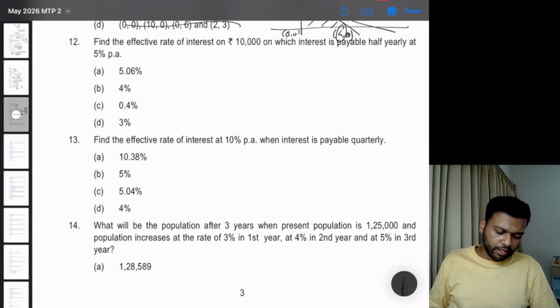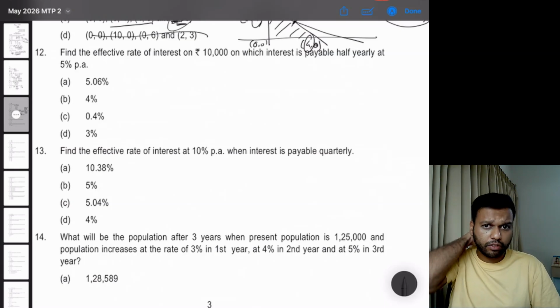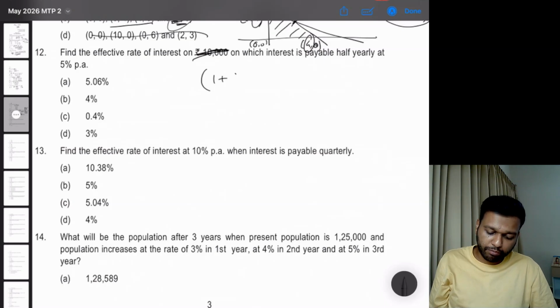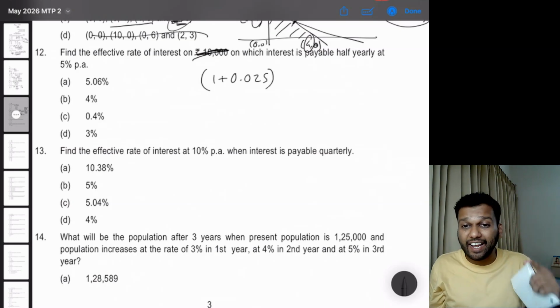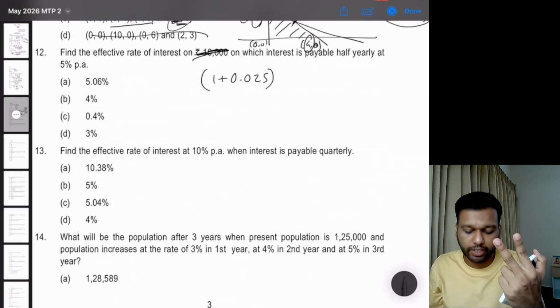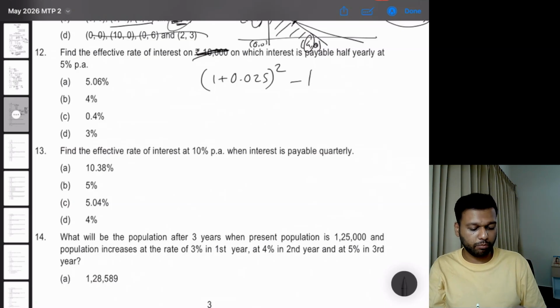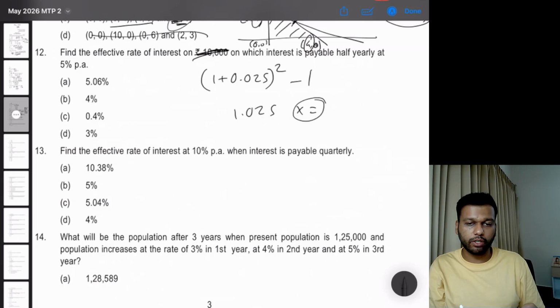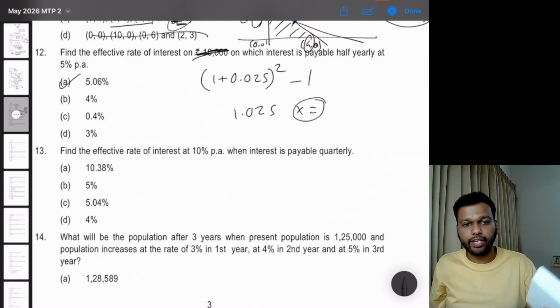Okay. 12th, find the effective rate of interest on 10,000 on which interest is payable half yearly at 5%. So for effective rate of interest, the principal does not matter. Half yearly means we have to divide the rate by half. So 1 plus I will be 1 plus 2.5%, so 0.025. And n will be half yearly, that means 2 times a year. So 2 minus 1, that's it. So 1.025 square. How do we take the square? So 1.025 into and equal to on the calculator, that's it, right? Into equal to minus 1. So if you multiply by 100, you will see 5.06, which is option A.